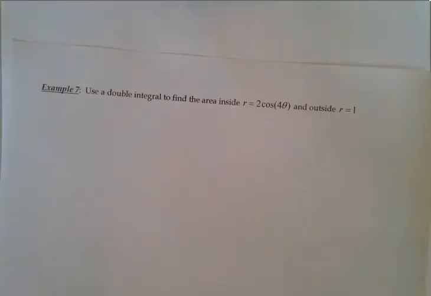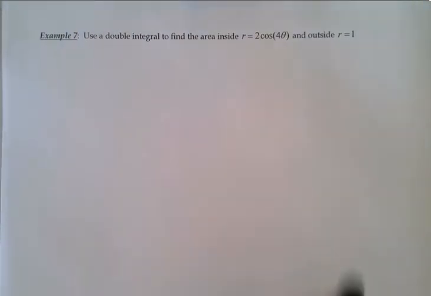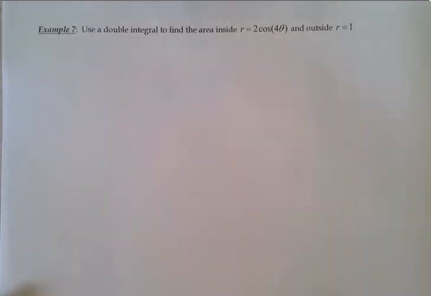In example 7, we're asked to use a double integral to find an area inside the polar curve r equals 2 cos 4 theta and outside r equals 1. That's just a circle of radius 1, but unless you have a good memory for polar curves, you may not remember what the 2 cos 4 theta looked like.